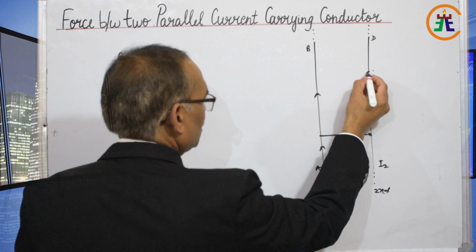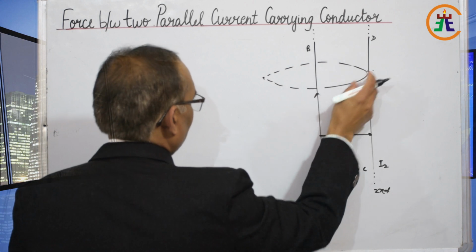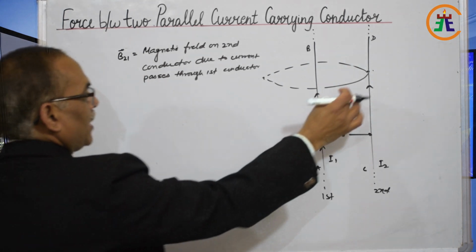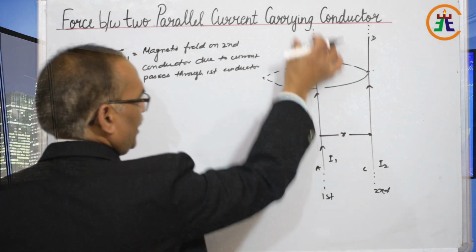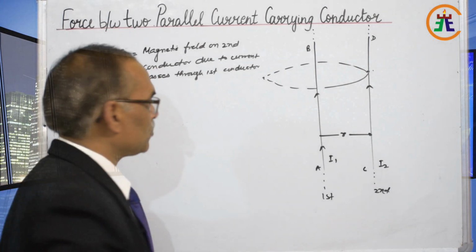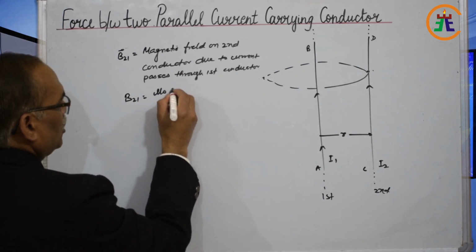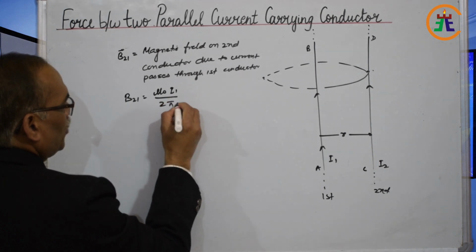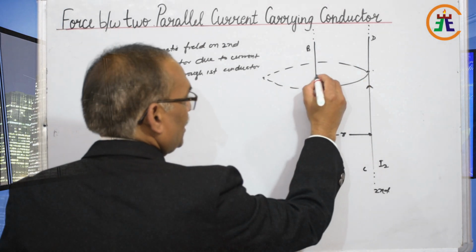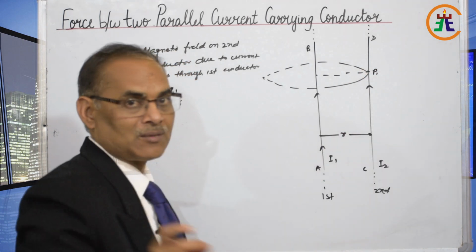तो यहाँ से देखिए इनके बीच का जो distance है, ये r के इक्वल हो गया, और current ऐसे pass कर रहा है. So B21 is the magnetic field on the second conductor due to the current passing through the first conductor. Through the first conductor I1 current passes and B21 is equal to mu naught I1 upon 2 pi r, where r is the distance between the two conductors. If we consider this point P1, that is where we have to find the magnetic field.